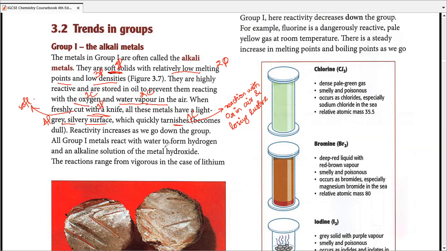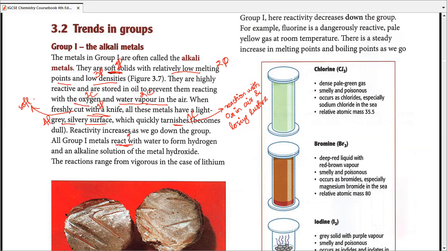Reactivity increases as we go down the group. Now, this is a trend, which means the elements up in the group are more reactive, the elements at the bottom are less reactive, actually, and the elements at the bottom are more reactive. Sorry, the ones up, less reactive, the ones down, more reactive. All group 1 metals actually react with water.